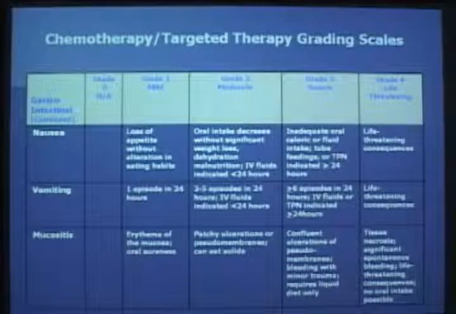Mucositis of grade 4 is very significant. They have spontaneous bleeding, they have severe necrosis inside their oral mucosa, and it can be life-threatening, and they are not able to take any type of intake orally.